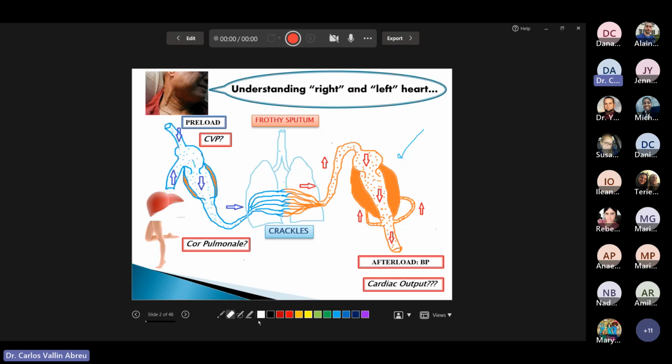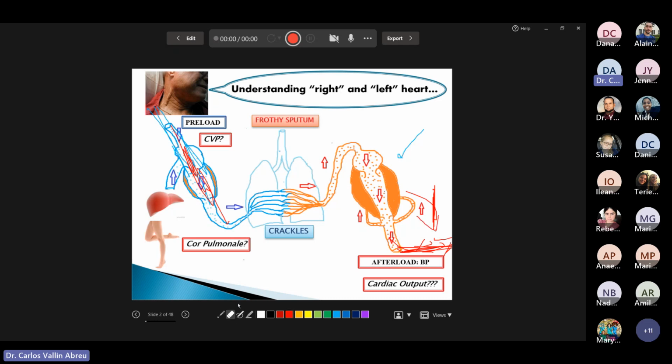But if blood is not entering, blood cannot leave. Hmm? Because the blood needs to enter to leave. So if the blood is not entering, the blood cannot leave. So what is going to happen with the cardiac output? It decreases. What is going to happen with the blood pressure? It decreases.